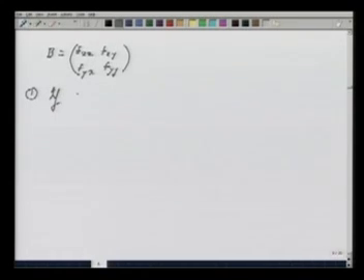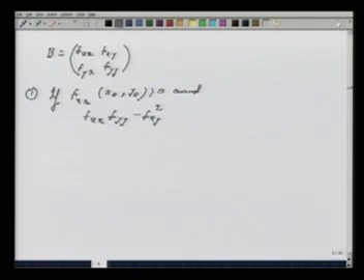So if fxx at (x₀, y₀) is bigger than 0 and fxx fyy minus fxy² at (x₀, y₀) is bigger than 0, then (x₀, y₀) is a local minima.